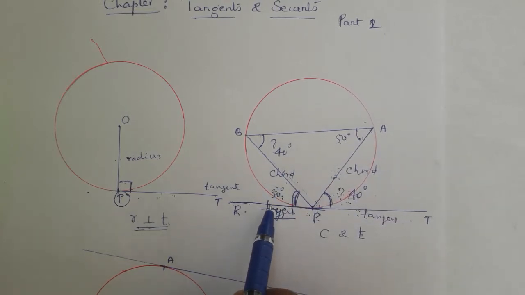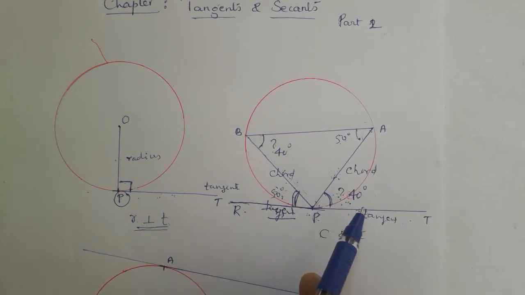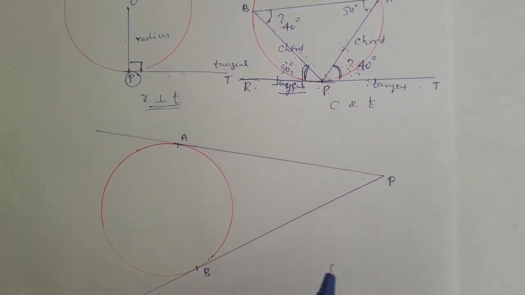The angle between a chord and a tangent is equal to the angle in the alternate segment. The angle between the chord and tangent, say 40 degrees, is equal to the angle in the alternate segment. That is the second theorem.